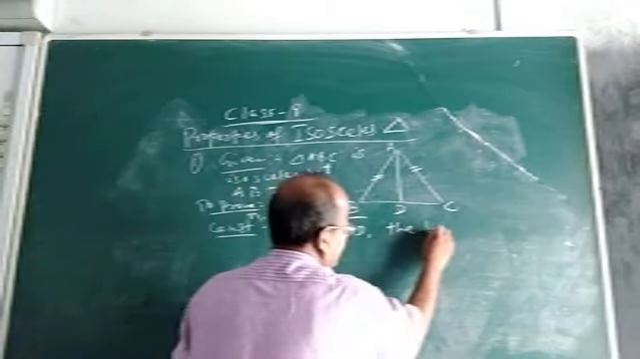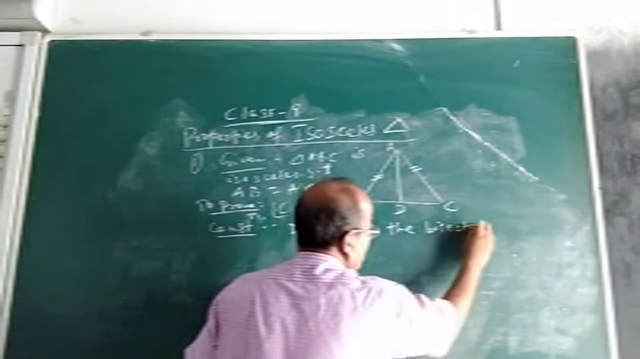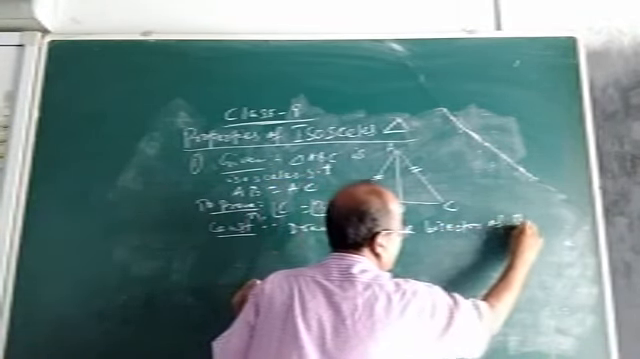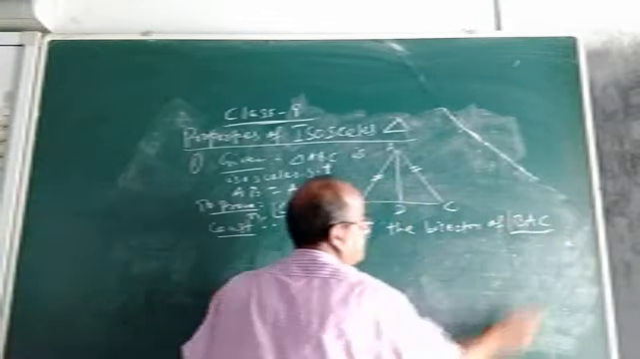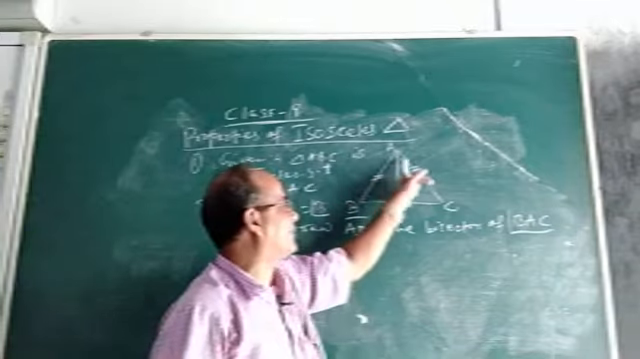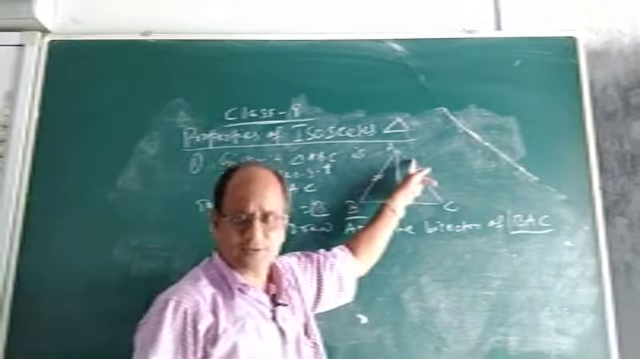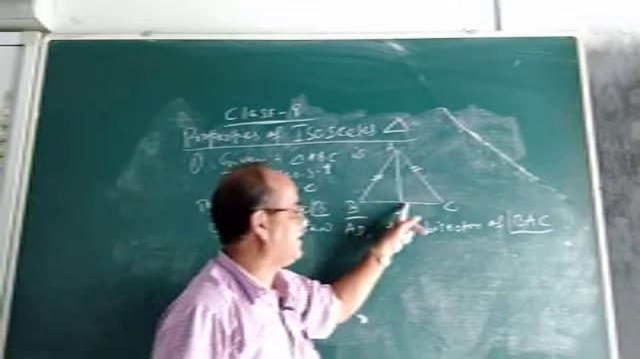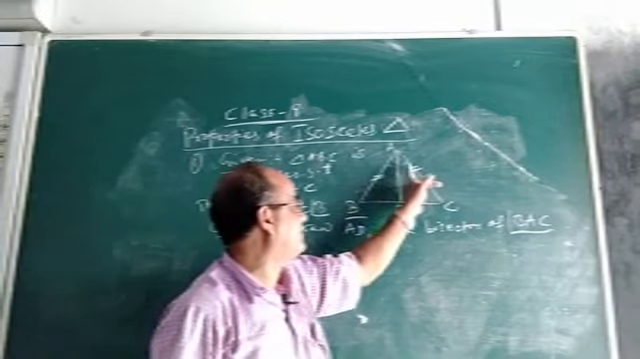See, draw AD, the bisector of angle A, that is angle BAC. That means AD is the bisector. AD is the bisector of angle BAC. It is by construction. By construction, this line segment AD is the bisector of this angle.